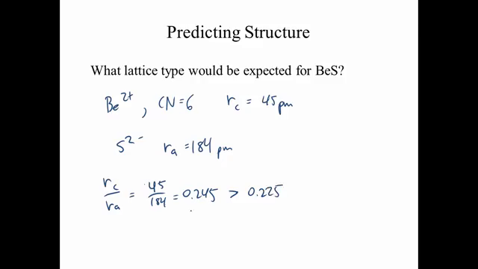So 0.245 is greater than 0.225, so we would predict a coordination number of 4, actually, or a tetrahedral hole. And so then that gives us two choices of anion lattice. Could either be cubic close packed with beryllium in, it'd have to be half the tetrahedral holes because it's a 1-to-1 stoichiometry, AB stoichiometry.